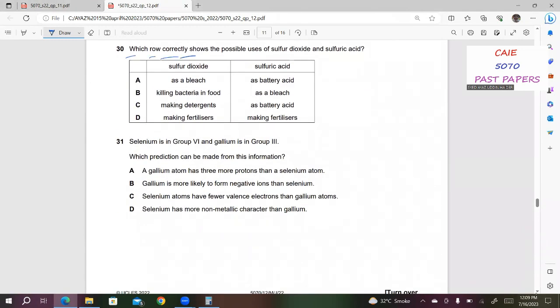Which row correctly shows the possible uses of sulfur dioxide and sulfuric acid? So sulfur dioxide is used as a bleach. This is correct. And sulfuric acid is used as battery. This is also correct. So for me, choice A is the correct answer. For your convenience, I am reading the other statement also. Sulfur dioxide is not used in killing bacteria in food, and sulfuric acid is not used. Some of the choices are incorrect, either for sulfuric acid or sulfur dioxide. So choice A will be the right answer in this case.